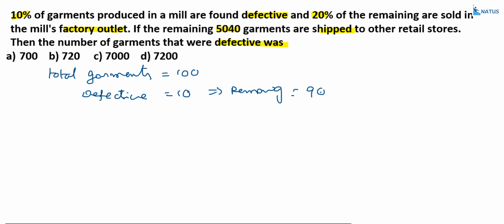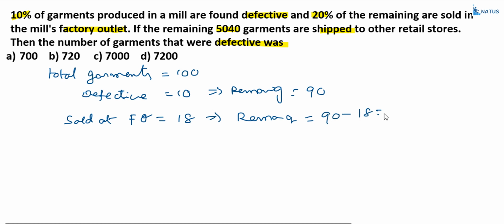But in these 90 garments, 20% are sold at the factory outlet. So sold at the factory outlet, that is equal to how much? 20% of 90 is equal to 18 or not? That implies, what about the remaining? Remaining is equal to 90 minus 18, that is equal to 72. These 72 garments were shipped, right?